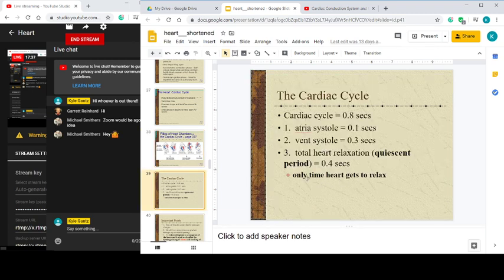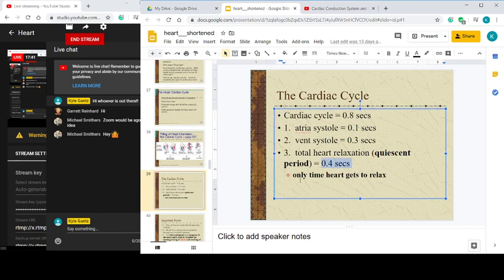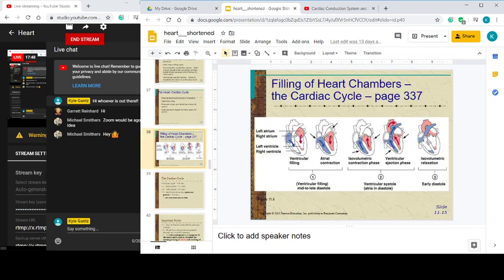Okay? So this period, this 0.4 seconds, is the only time the heart gets to relax. So like I said, when we're talking about this part right here and this early portion here, nothing's really contracting.